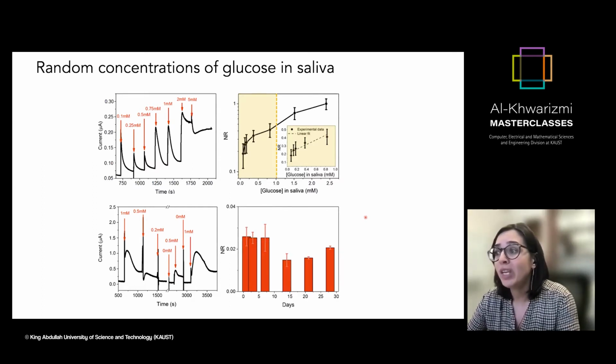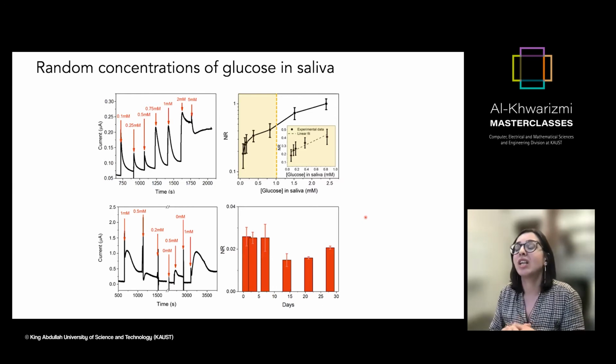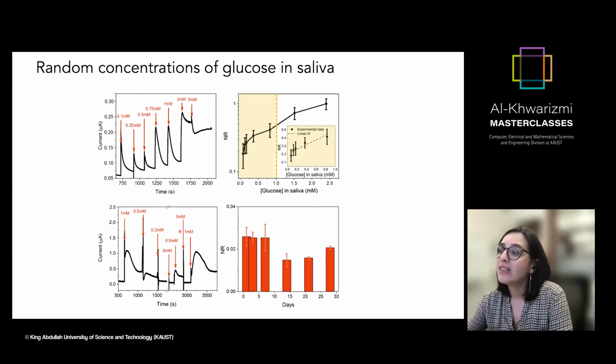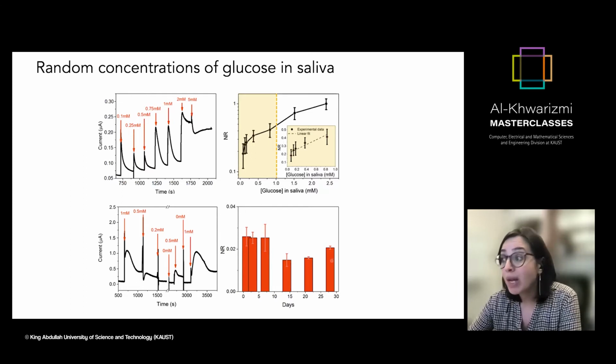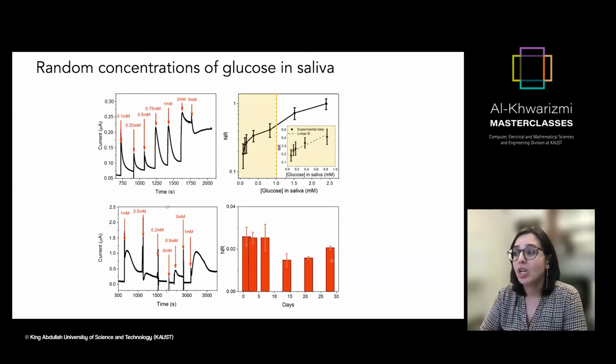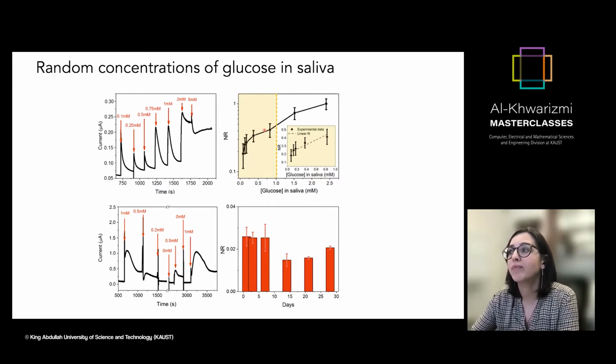And because of an encapsulation procedure that we apply, the sensor response is also comparable after almost a month of storage. So you can make these paper sensors and just keep them in the fridge. After 1 month, you see a similar response to a low selected concentration of glucose in saliva.